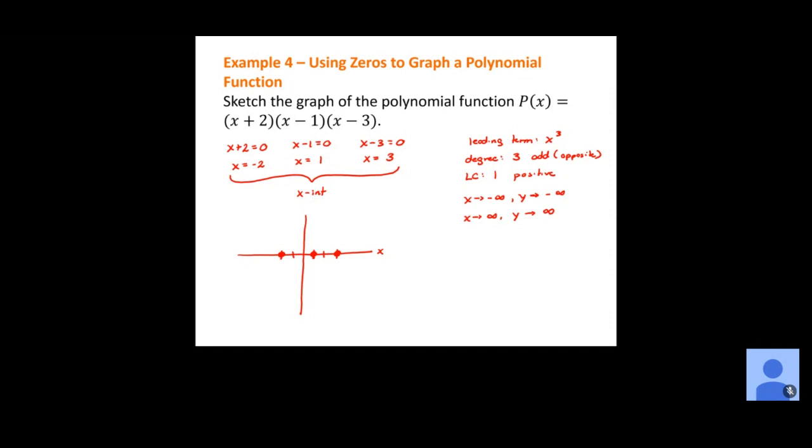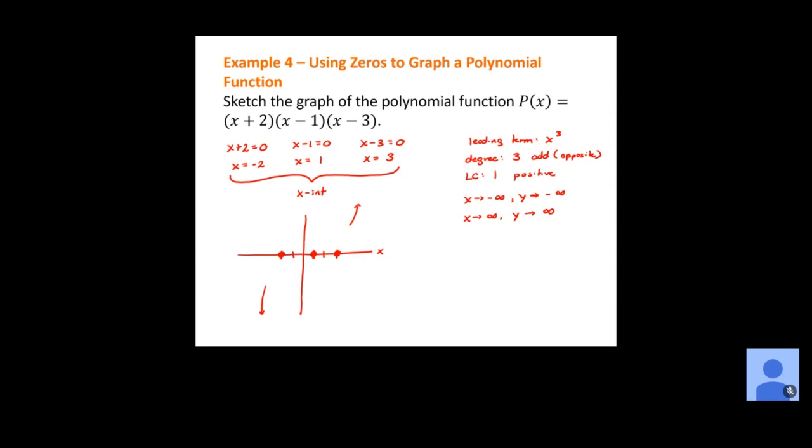Now I'm going to look at my end behavior. Well, I know to the left, the graph should be going down. So over here, I'm going to have something that looks like this. And on the right-hand side, it should be going up. So I'm going to have something that looks like this right here. Now I just have to connect everything and make sure that I'm passing through those x-intercepts.